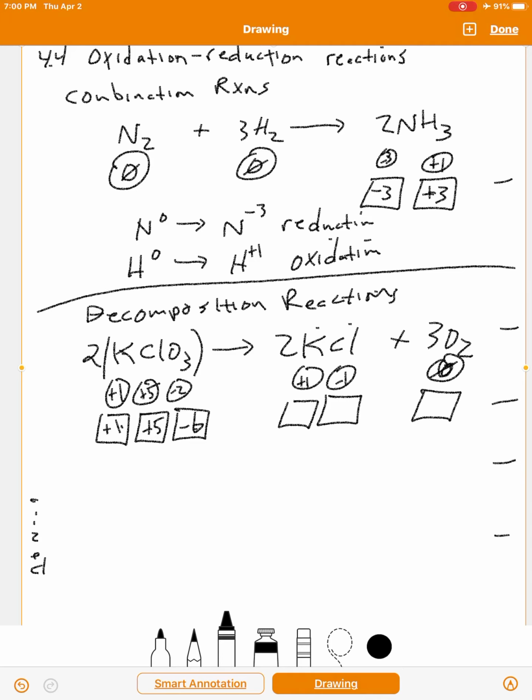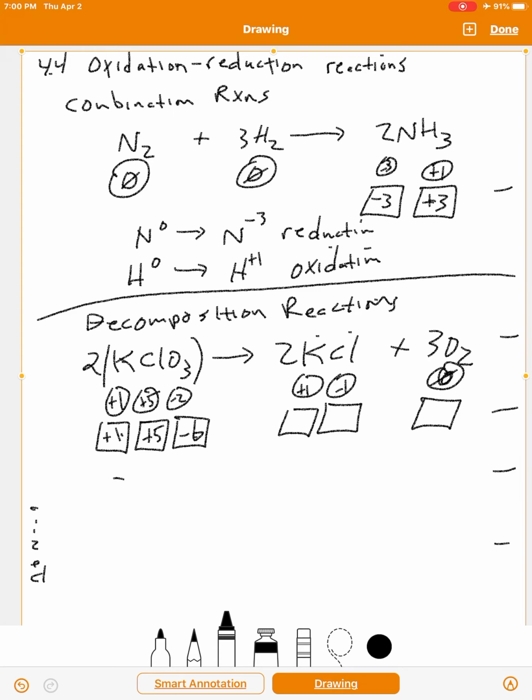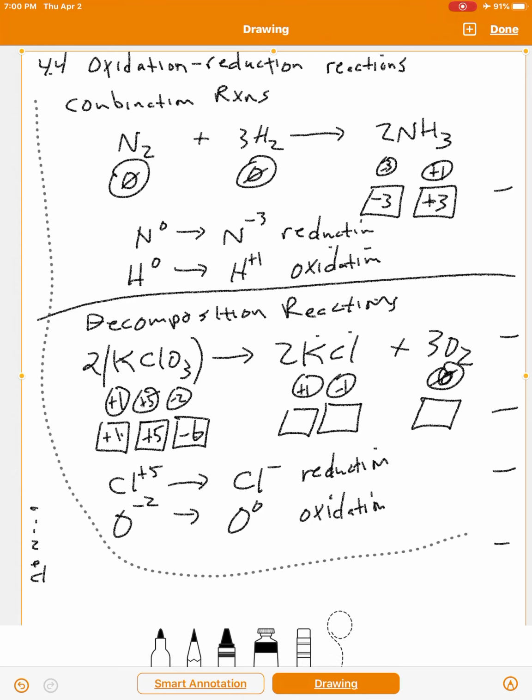Okay, so decomposition: a compound getting converted into smaller things, into simpler products. Look what happened. The chlorine went from plus 5 to minus 1 on the product side. Oxygen went from minus 2 to 0. So this is oxidation. It became more positive, less negative. This one became more negative, so this is reduction. So that's decomposition reactions.